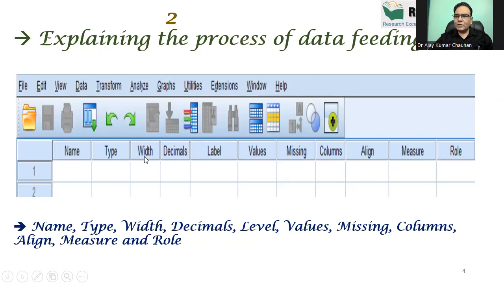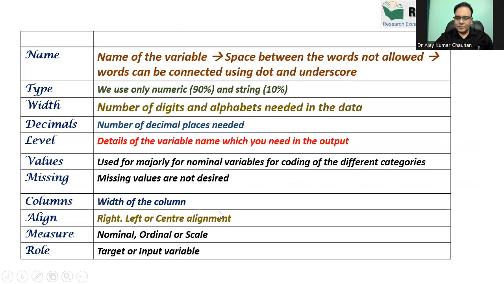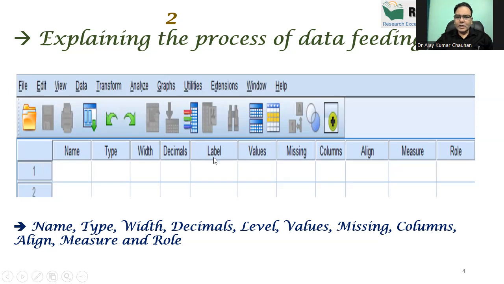Character width means, suppose you are typing Ajay, so A, J, A, Y. It means 4 alphabets are required, so this width means 4. How many alphabets do you need? Decimal: how many decimals do you need? Label means explanation of the variable. Basically, when you do the analysis, whatever you type in the labels comes in the output. Value means coding. One means male, two means female, like that.